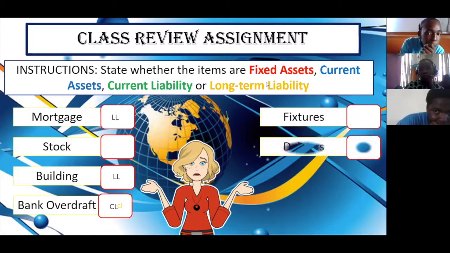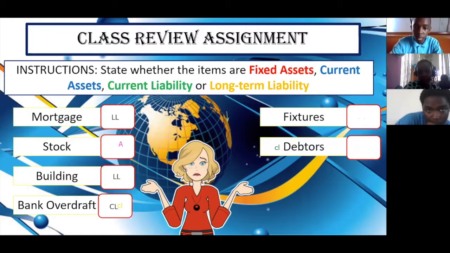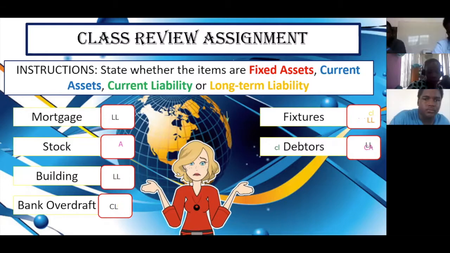Fixtures and debtors. Nobody? Take a guess. Fixtures are like your doors and windows and furniture, that kind of stuff. Who is that? Oh no, I meant to put current asset, to be honest. All right, let's do two more and then we move on.